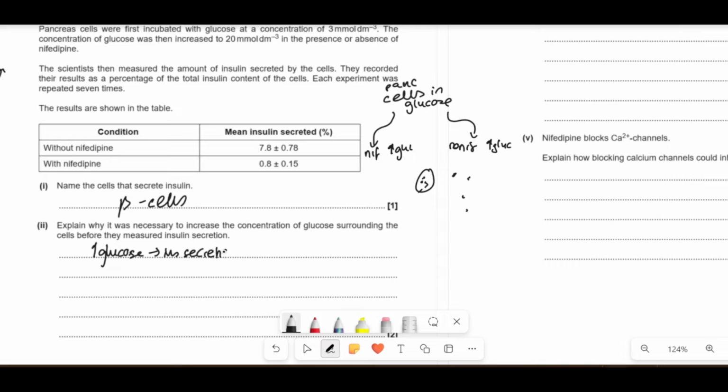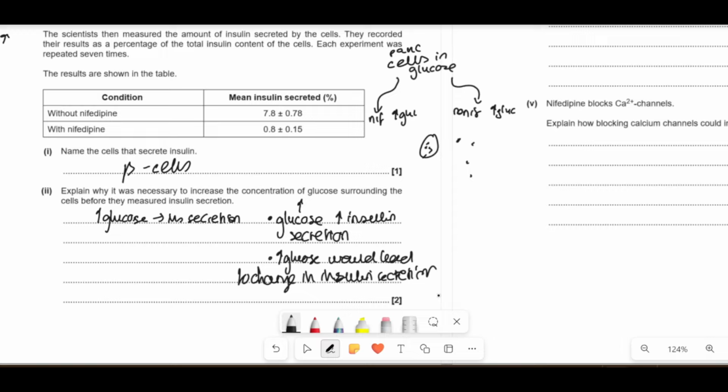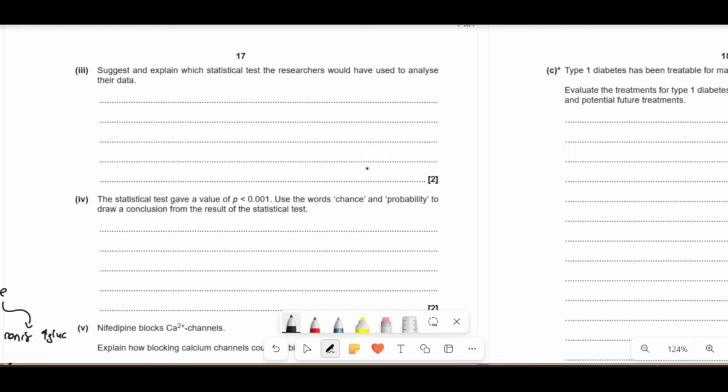So based on that question alone, you just got to think, what are the gaps? Well, increased glucose increases insulin secretion, right? So then we need to explain why that helps measuring insulin secretion. Well, increasing glucose would lead to a change in insulin secretion. Or you could say it could be high enough to be measured, but the whole point is that they're increasing their sugar so they can see there's a difference, it's going up. So now it says suggest and explain which statistical test they will use to analyze their data.